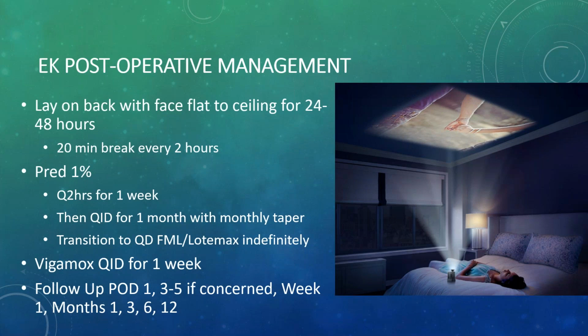I start with prednisolone acetate 1% every 2 hours for the first week. Then I taper it down to about 4 times a day for a month, and then I go down by 1 drop each month, and then I'll transition them to a low-dose steroid like FML or Lotemax indefinitely. Once it's been several years, sometimes we'll discuss taking the patient off of steroids, and if there's glaucoma or a pressure response issue, we'll do that. And I just do Vigamox for a week post-operatively. I see them day 1, 5 days, a week, and then a couple months out, we start spacing those out.